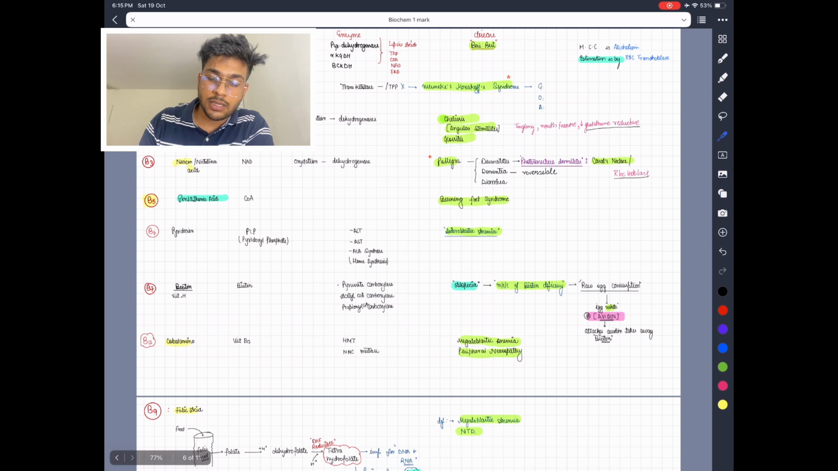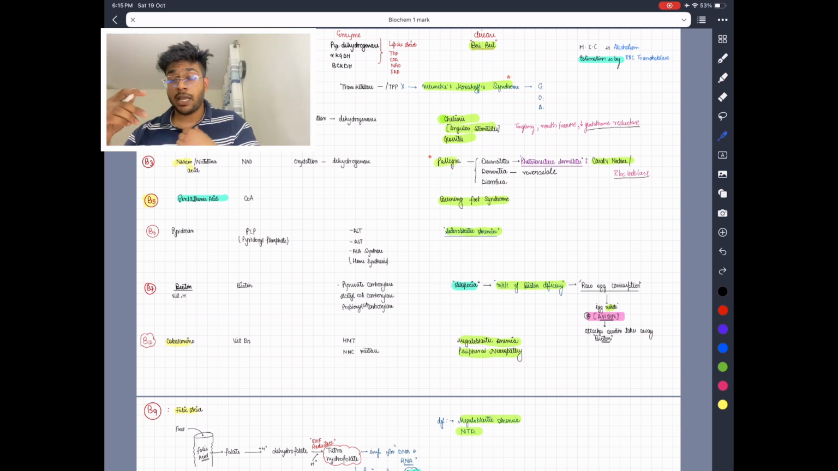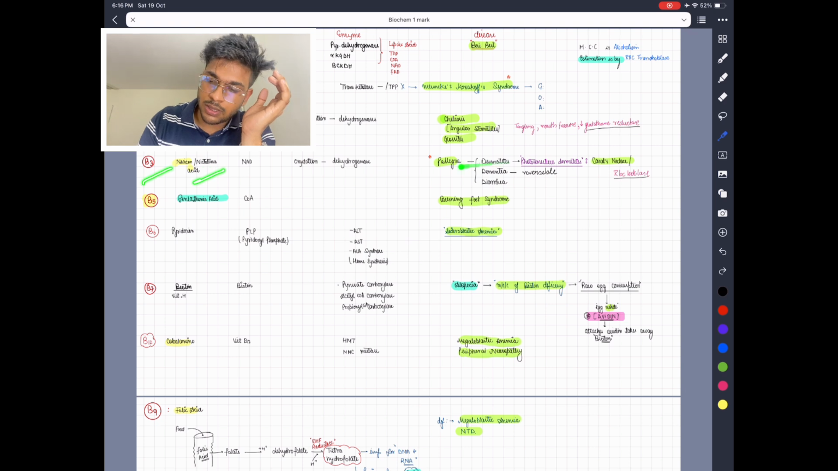Then we have B3, niacin. It's a very important thing because almost every time a question is asked about pellagra, and learn the picture of pellagra. It has that Casal's necklace as well, and also something about RBC transketolase, which is used to determine, or it's a test, or like it decreases. I'm not very sure about it, but if you know this, you're pretty much sorted.